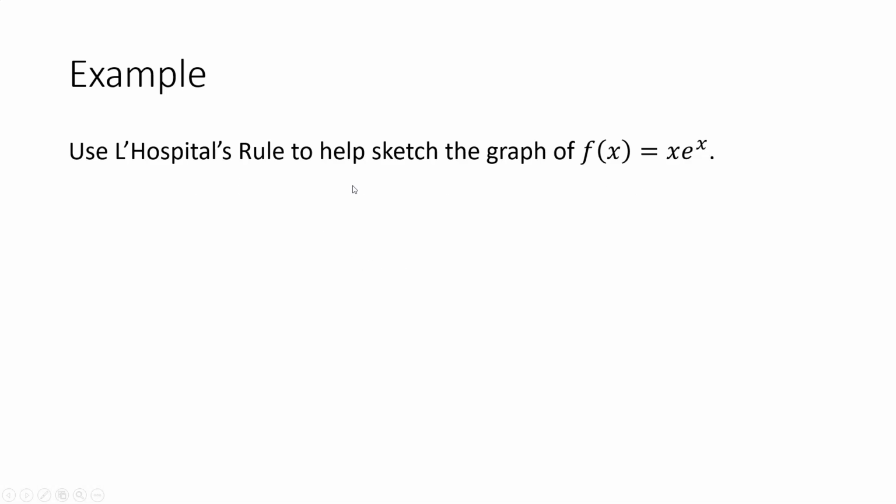Let's think about how we can use L'Hopital's rule to help us sketch the graph of f of x equals x e to the x. So as it is, we can see that as x goes to infinity, this will certainly go to infinity. Taking the limit as x goes to infinity of this, you've got a product of something that goes to infinity times something else that goes to infinity. So it'll blow up as it goes to the right. So the question is, what happens as x goes to negative infinity?